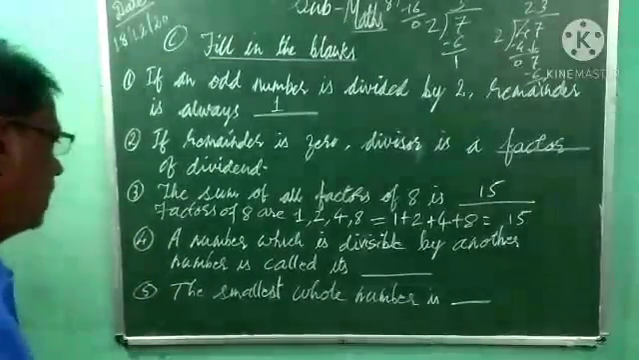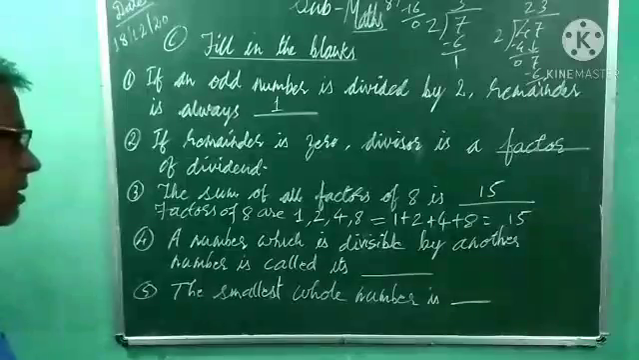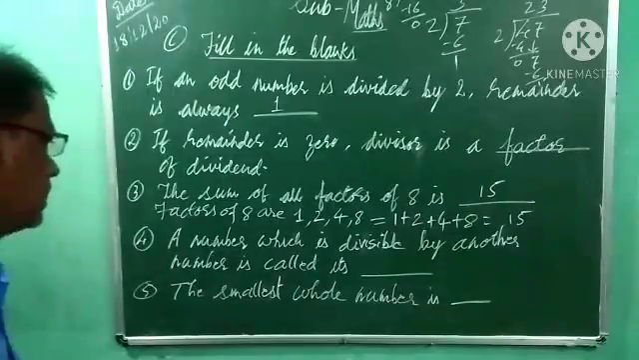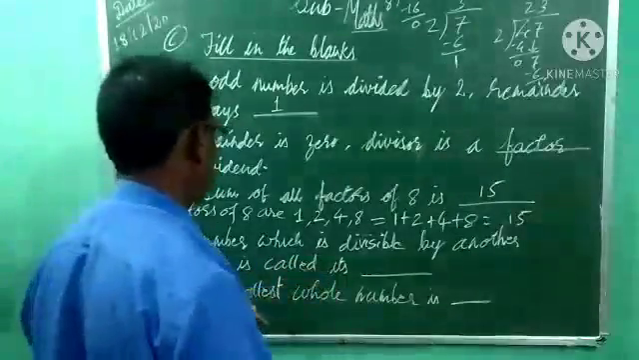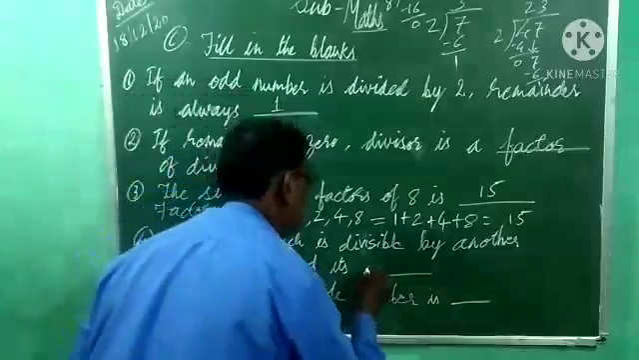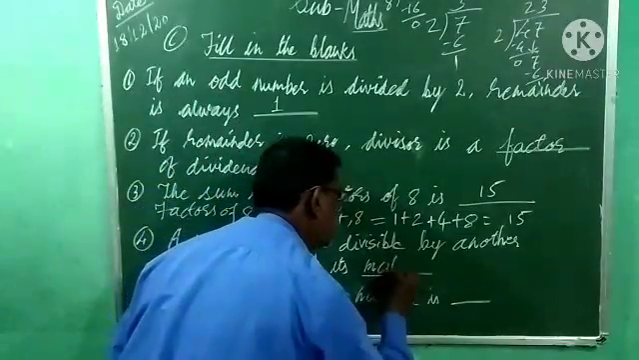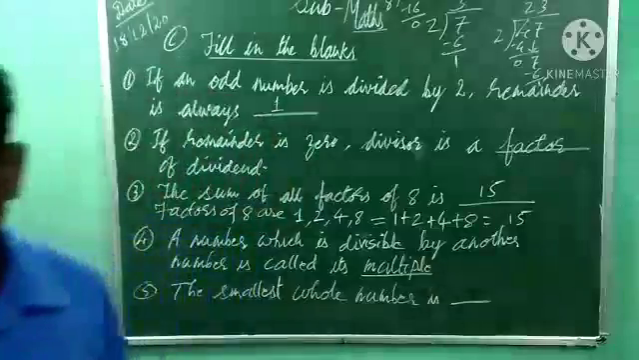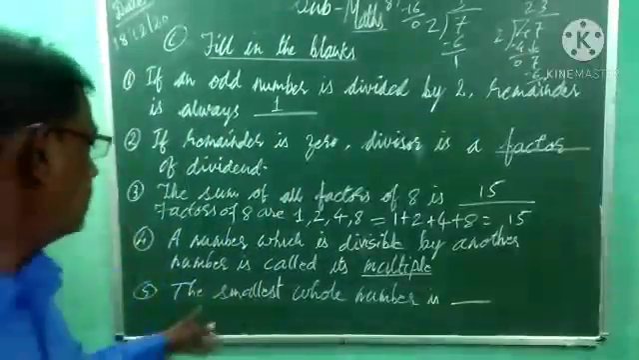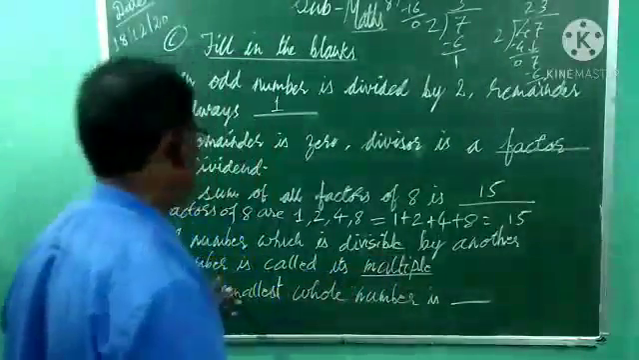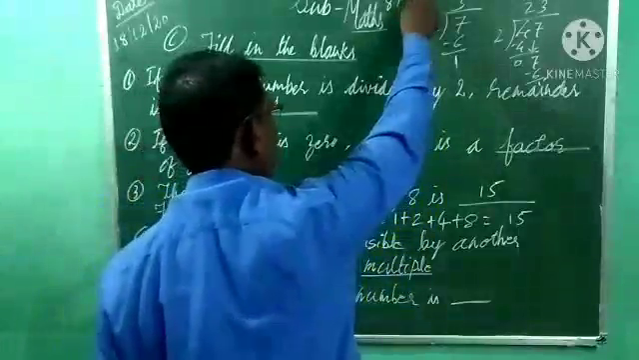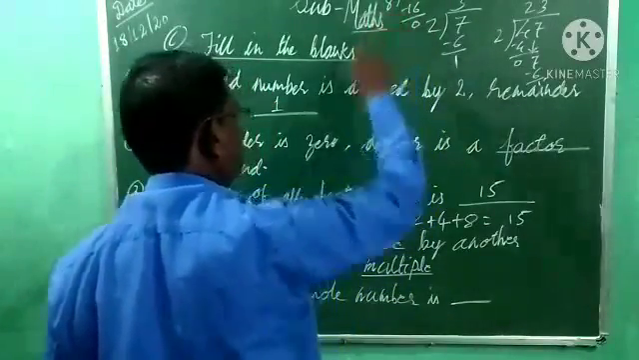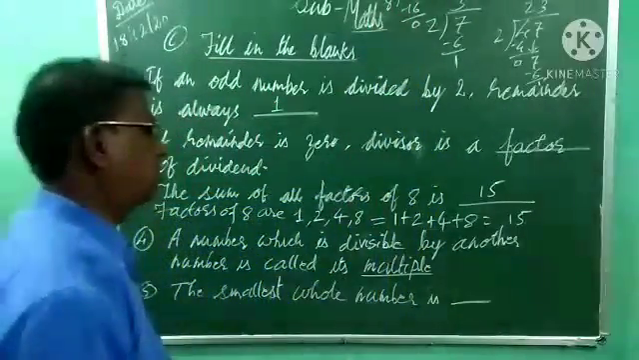Now, fourth question. A number which is divisible by another number is called its multiple. A number which is divisible by another number is called its what? Multiple. For example, 16 is divisible by 8. So 8 is called a factor of 16, and 16 is a multiple of 8.